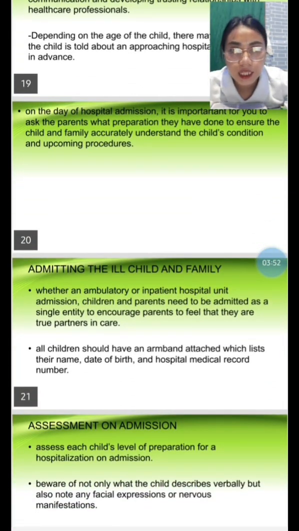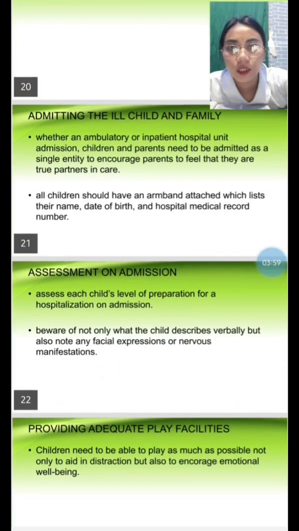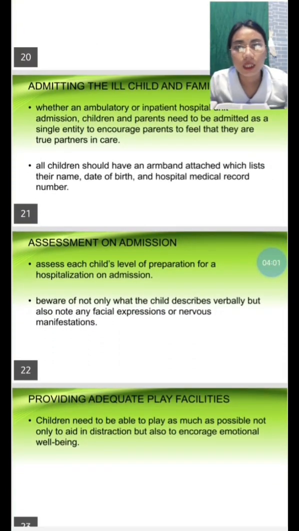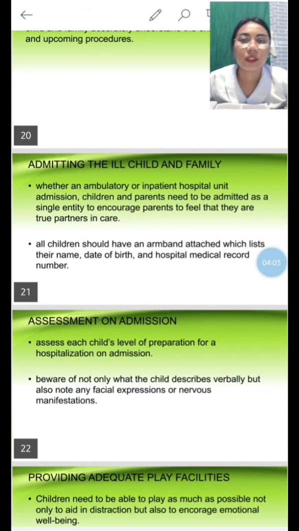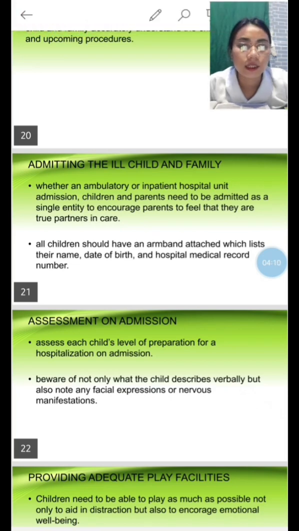Then next is admitting the ill child and family. Whether an ambulatory or inpatient hospital unit admission, children and parents need to be admitted as a single entity to encourage parents to feel that they are true partners in care. All children should have an armband attached which lists their name, date of birth, and hospital medical record number.